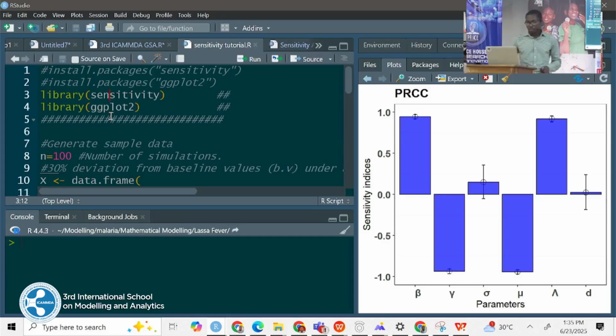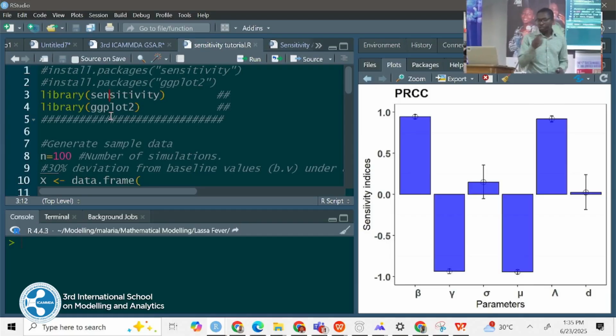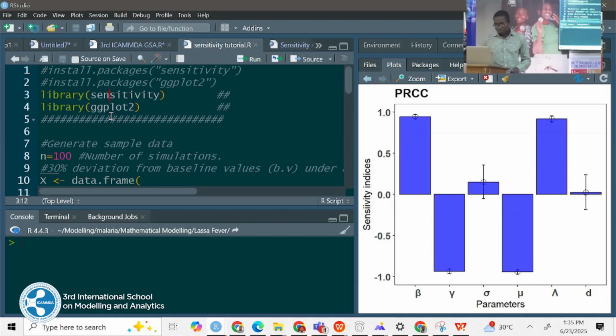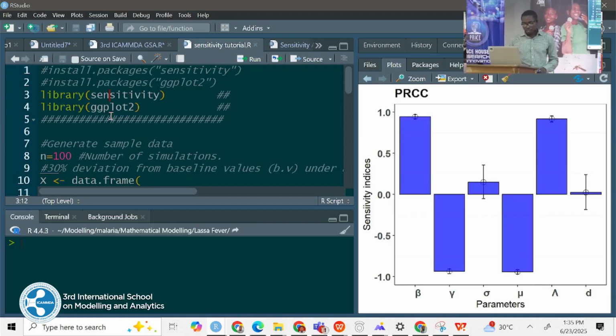So we install packages, sensitivity analysis. I've commented them out because I don't need to install them again. And then you load the packages. So we generate sample data, maybe 100, number of simulation, number of the parameters you want for your display.